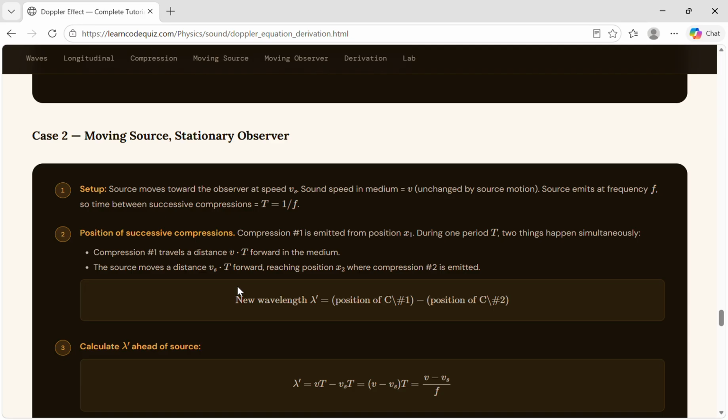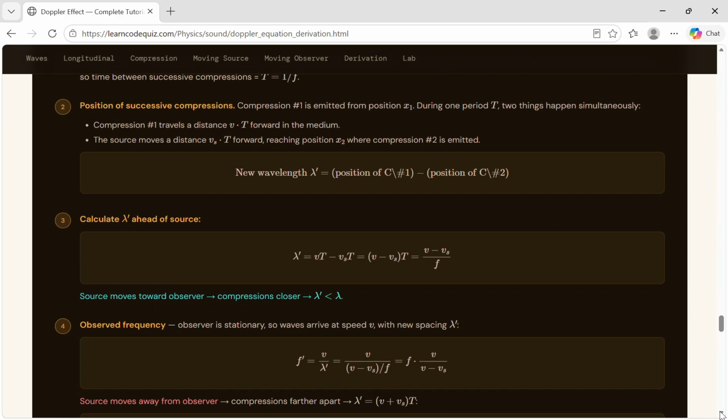So the new wavelength becomes the position of compression 1 minus the position of compression 2. So Vt minus Vst, or (V minus Vs)t. So T is basically 1 by F, and so lambda dash is (V minus Vs) by F.